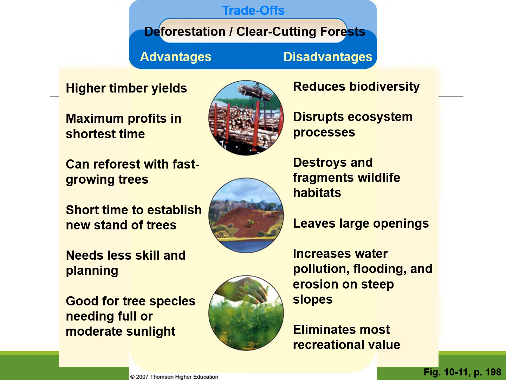This again was from the textbook. I thought it was a good one. It had the advantages of clear cutting. Well, you get a ton of wood and it's worth money, right? There's an economic incentive. It also produces products we want, right? So you get a higher timber yield, I mean you get a lot of tree per area. That's maximizing your profits in a short time. You cut them down, you sell them, right?